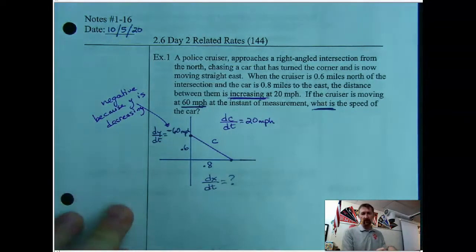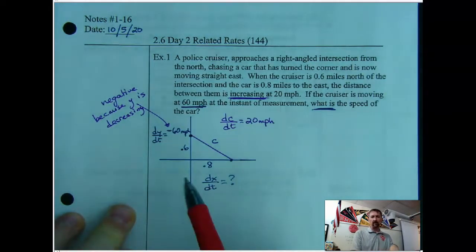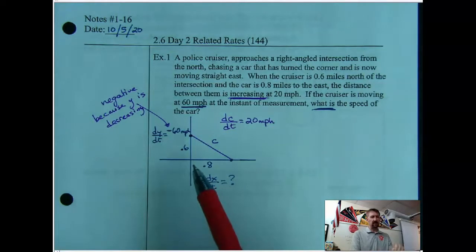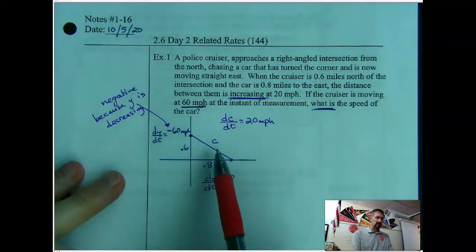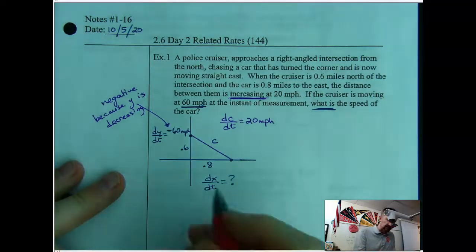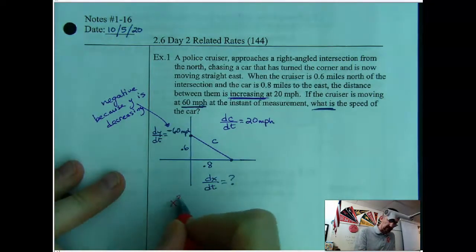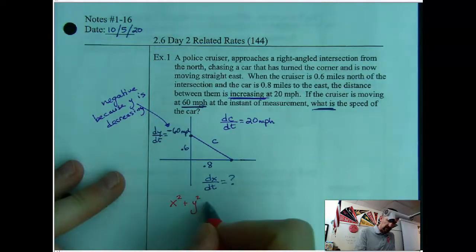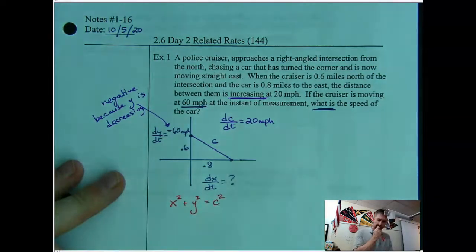So step three was an equation. So hopefully you have some options here. You can think about this. What can we use here? We have three sides of a right triangle. So that's going to be the Pythagorean theorem. So that's going to be x squared plus y squared equals c squared.